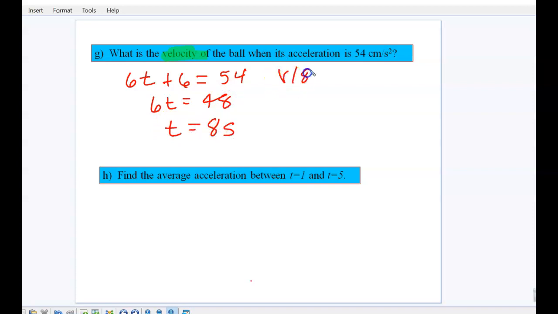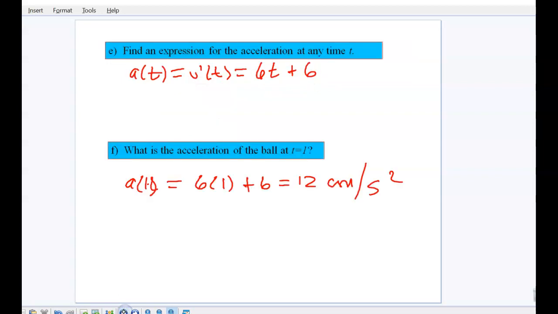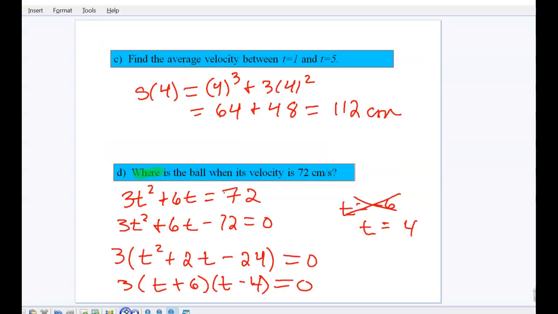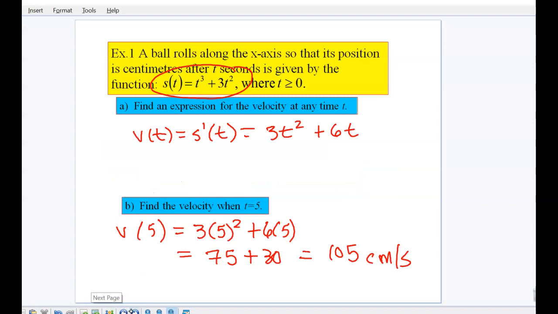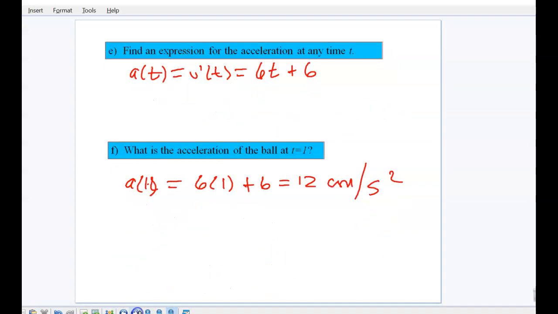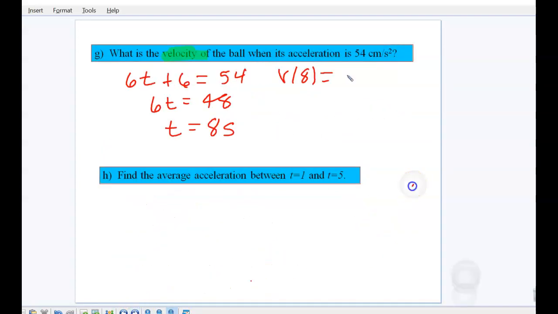So now I'm going to find the velocity at 8 seconds. So I'm plugging that back into the velocity function, which is 3t squared plus 6t. So that's going to be 3 times 8 squared plus 6 times 8. And if we work that out, 8 squared is 64 times 3 is 192, plus 48 works out to be 240 centimeters per second.